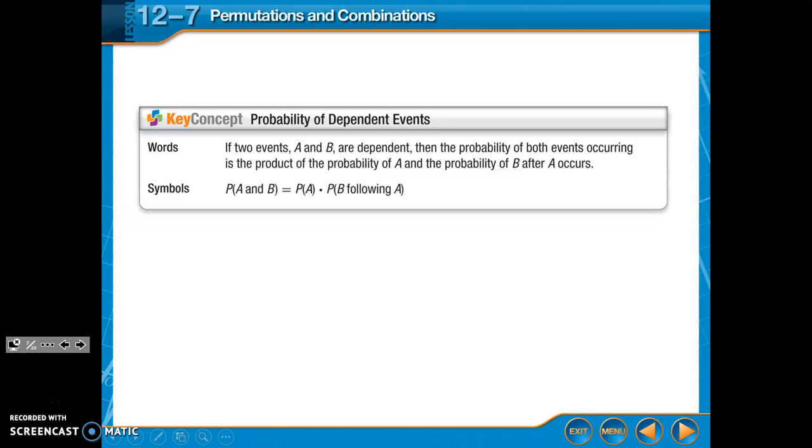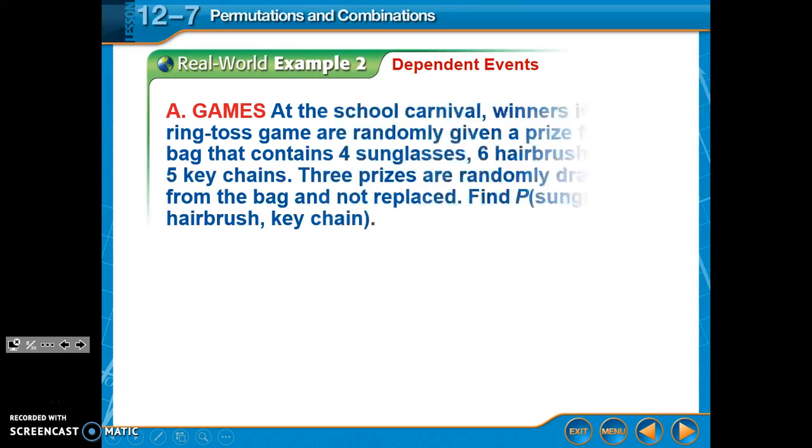Okay, probability of dependent events. If two events, A and B, are dependent, then the probability of both events occurring is the product of the probability of A and the probability of B after A occurs. So, if what happens in B depends on what happened in A, then we're going to do the probability of A times the probability of B happening after A has already happened. So let's look at an example of this so that you can see what this looks like.